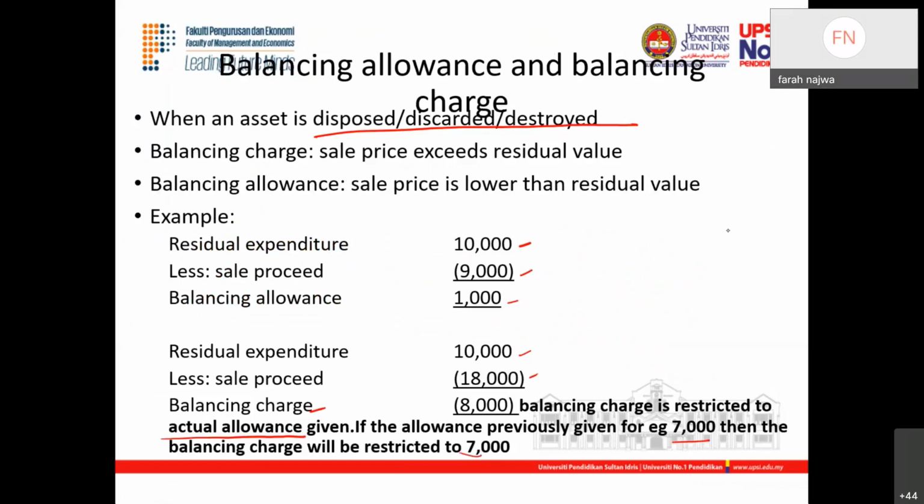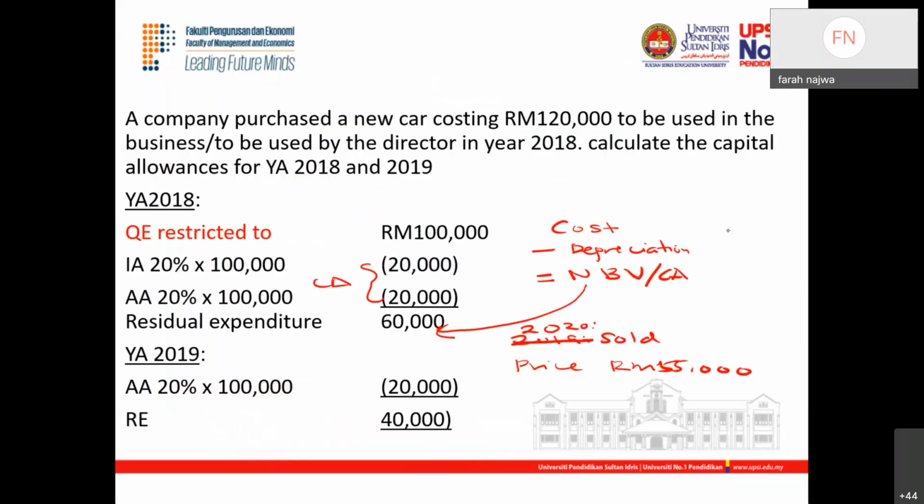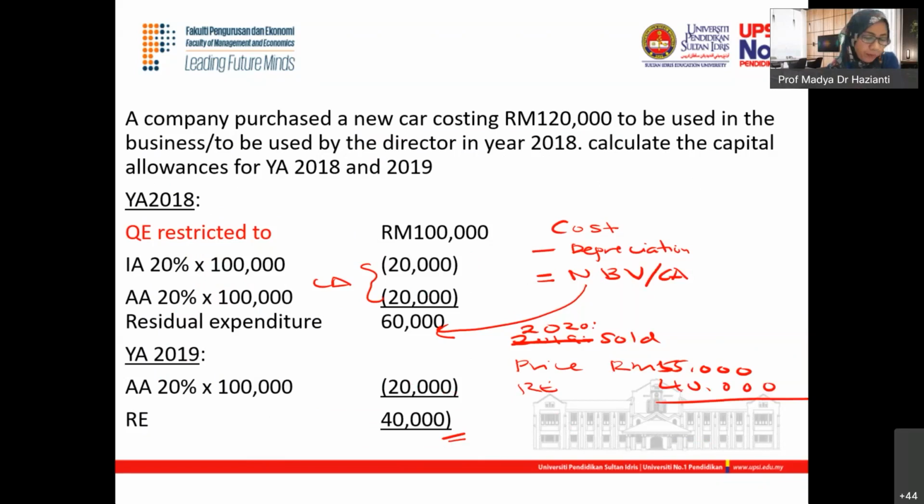Balancing charge. Okay, berapa ribu? 15,000. Alright, okay. So because here tadi saya kata the year that you sell the asset tak boleh claim for annual allowance. So walaupun kita kata 2019 dia claim, dia dah residual expenditure is 40,000, 2020 dia jual. Tahun dia jual dia dah tak boleh claim, so you cannot compute lah letak 2020 tolak lagi 20,000, tak boleh. So you just compare the price 55,000 dengan dia punya residual expenditure of 40,000. So dia dapat balancing charge. So this is balancing charge.